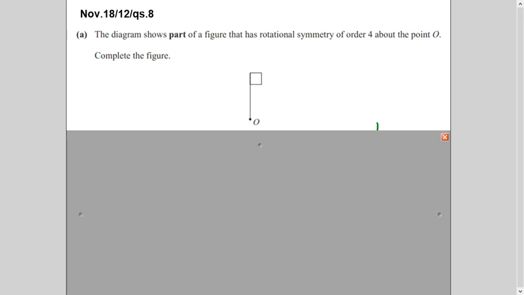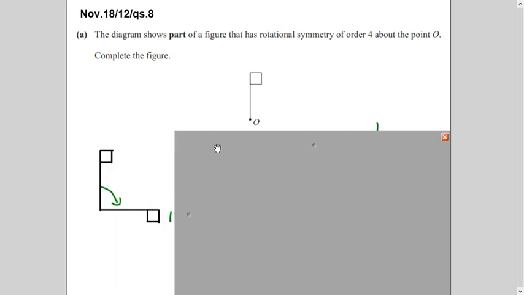So now, second part of the question. The diagram below, or you can see here, is showing a sort of flag. You have to complete the figure so that after completion, the picture or the diagram you get should have rotational symmetry of order 4. So what will you do?